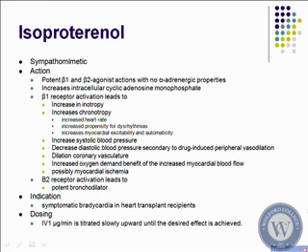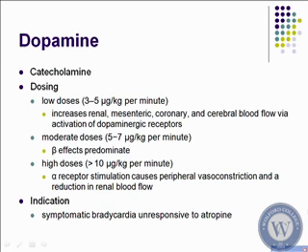Isoproterenol is a sympathomimetic. It's a beta-1 and beta-2 agonist, with no alpha effects at all. Because of that, it actually causes peripheral vasodilation. Not a good idea. It has a 100% mortality rate if you give it to somebody who's coding, so it's not something you want to give. It's for bradycardia and heart transplant patients most of the time. Dopamine, I just went through that, so I'm going to keep going.